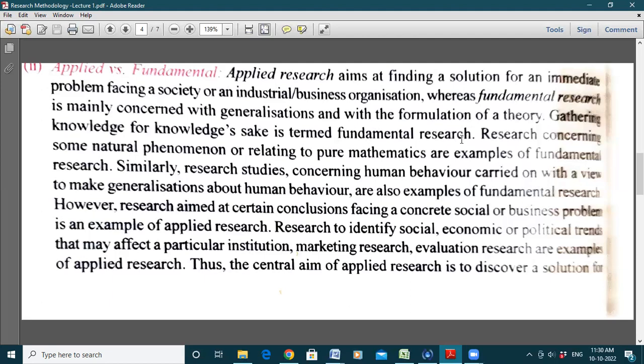Okay, so I want one example of applied research and one of fundamental research from you. Research to identify social, economic, or political trends that may affect a particular institution. Marketing research, evaluation research are examples of applied research. But these examples are not right, you give an example yourself.